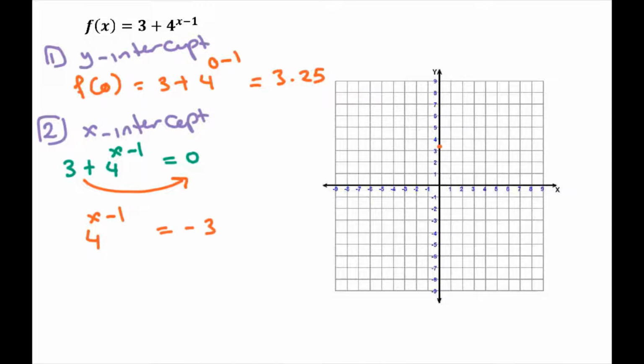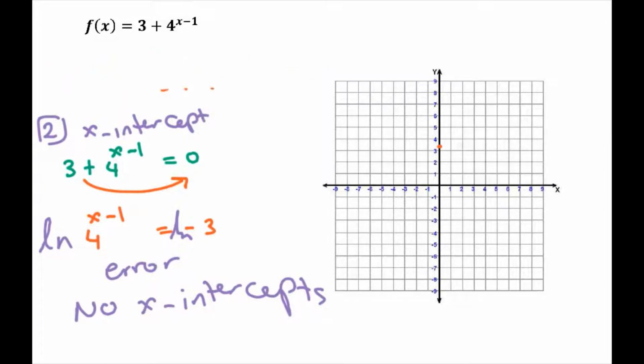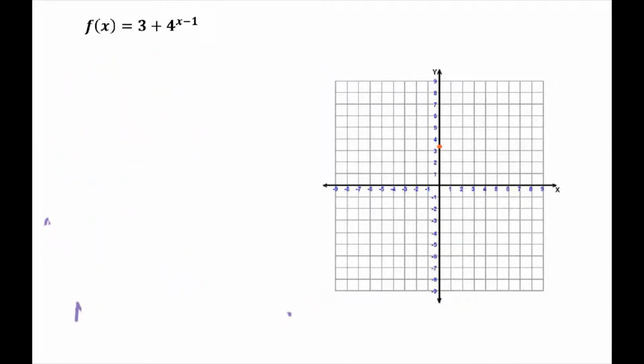Now this is an error. Even if you try to take the log for both sides, this is an error. So what does that mean? There are no x-intercepts. So I have only one point, which is the y-intercept. Now we will find the horizontal asymptote, which is y equals k. So step number 3, horizontal asymptote at y equals 3. This is k. Now I will go to y equals 3 and draw an asymptote.